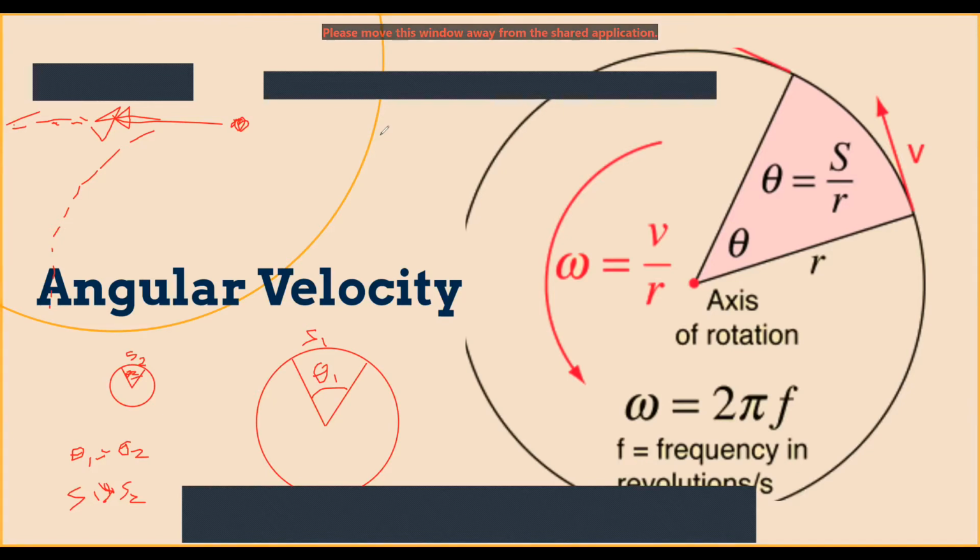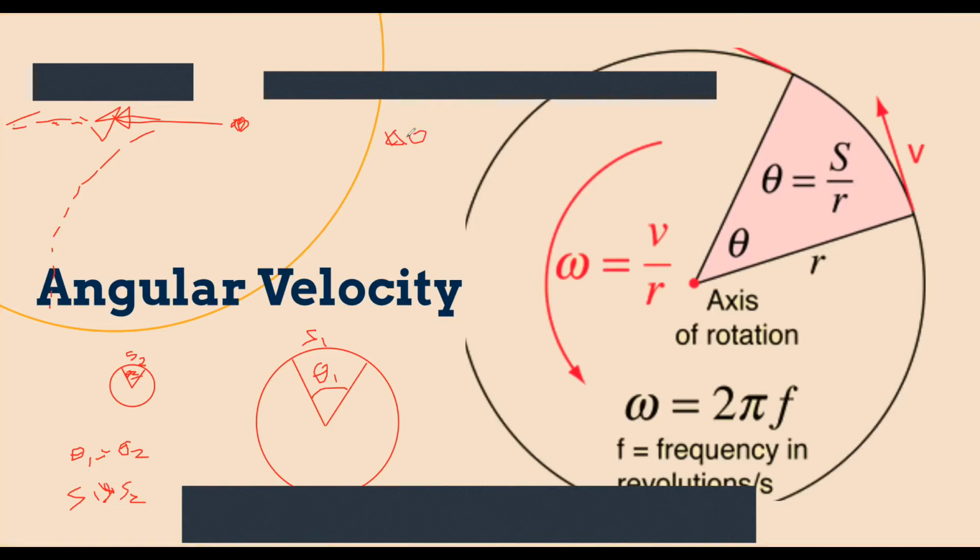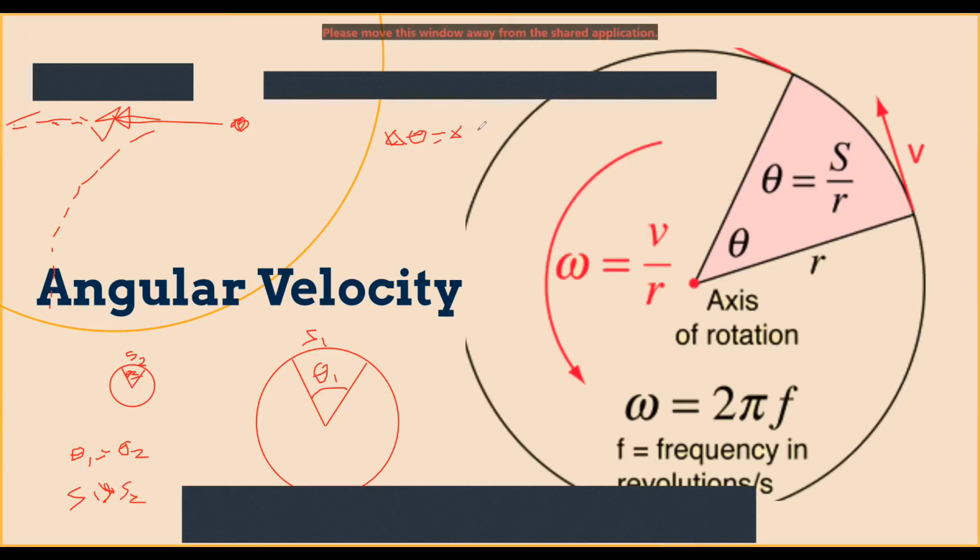Let's start off with a quick derivation. We know that change in theta equals change in S over R, because theta is S over R. That's how you would calculate an angle in radians. It will give you the answer in radians.